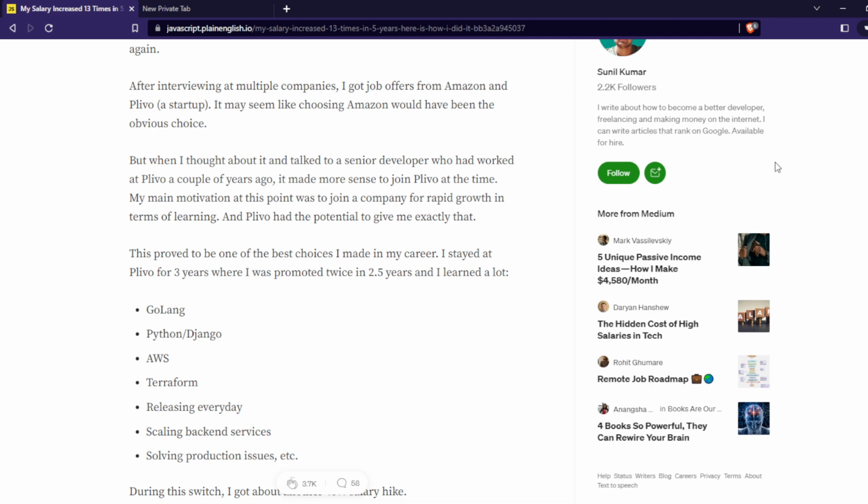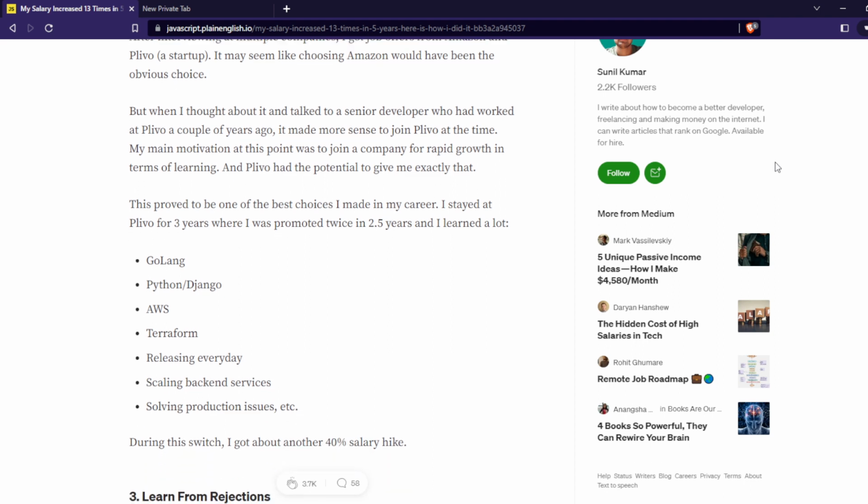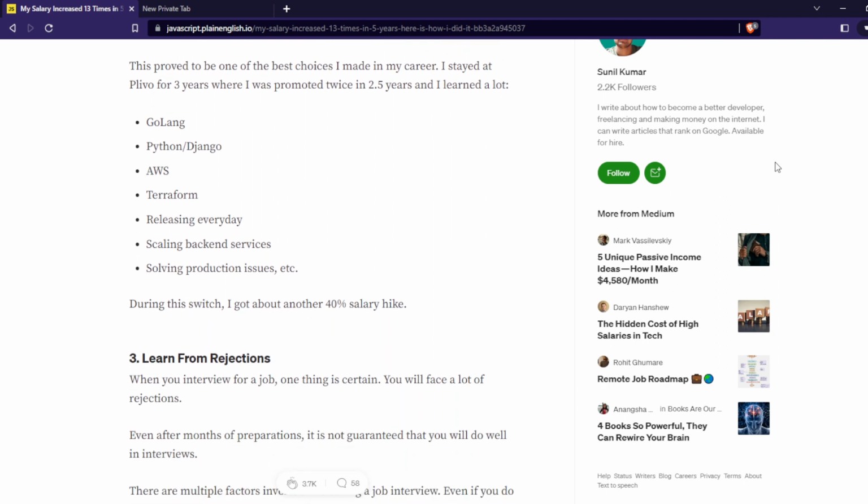I stayed at Believe for over 3 years, where I was promoted twice and learned a lot: Golang, Python, scaling backend services, and solving production issues.